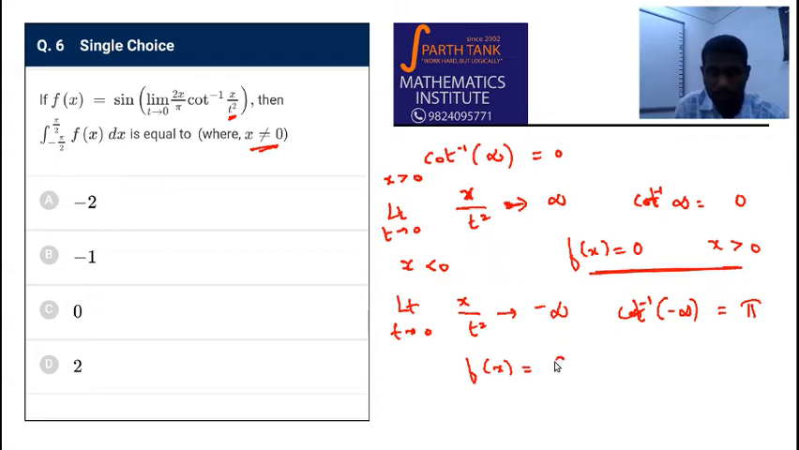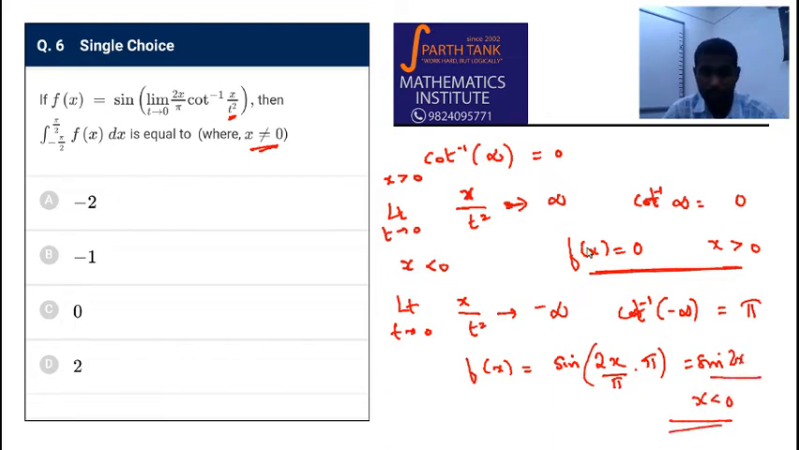So it becomes sine of 2x by pi into pi, or sine 2x when x is less than 0. So you see, you got the definition of the function f of x. f of x is 0 when x is greater than 0, and sine 2x when x is less than 0. Now you can do the integral.